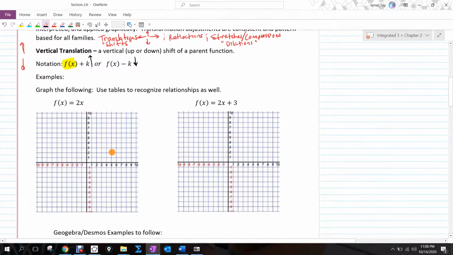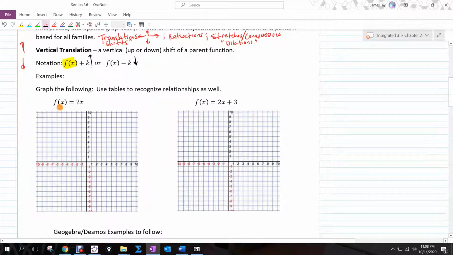So I kind of want to investigate this two different ways here. First thing I'm going to do is just create a table of values for this function here. So I'll say x and f of x. Now I'm just going to use a couple maybe key points. If I go like -2 and plug that in here, I should get -4. If I plug in -1, I should get -2. 0 is going to give me 0. 1 will give me 2, and 2 will give me 4.